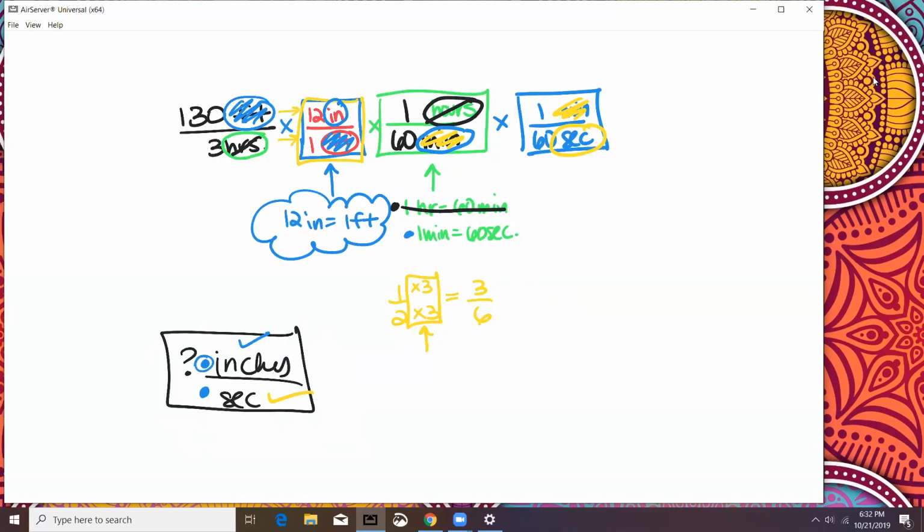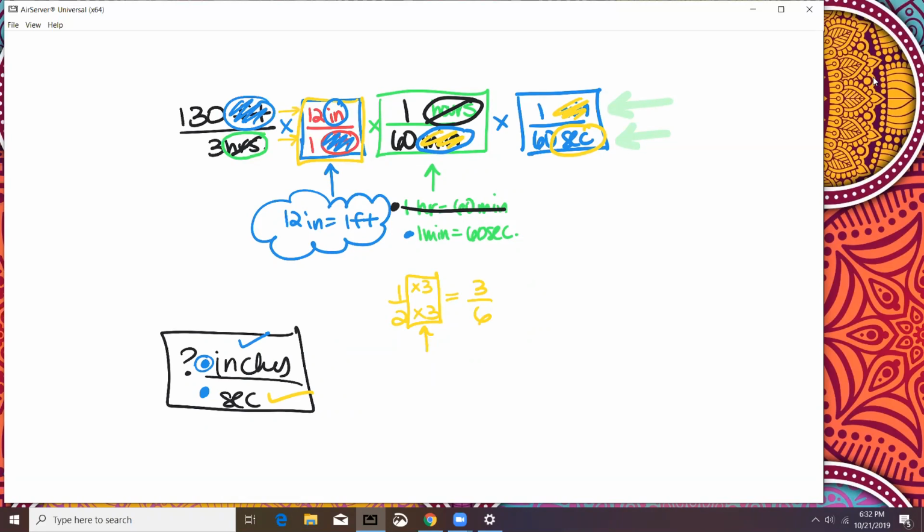Okay, so now I can actually multiply everything together. I'm going to multiply all the stuff going across the top, all the numerators, and then multiply everything going across the bottom, all the denominators, and I'm going to simplify it. All right, so give me a second.